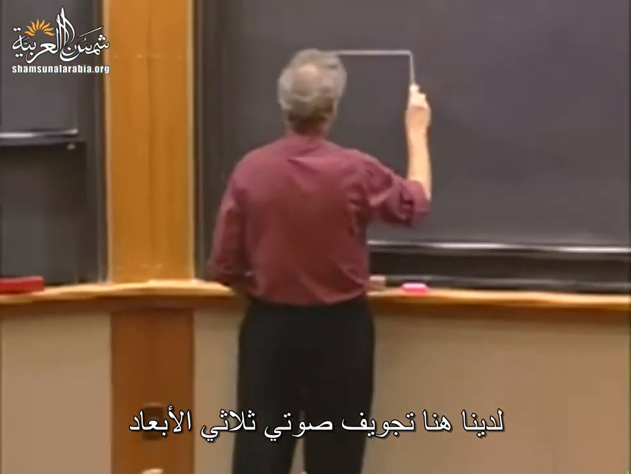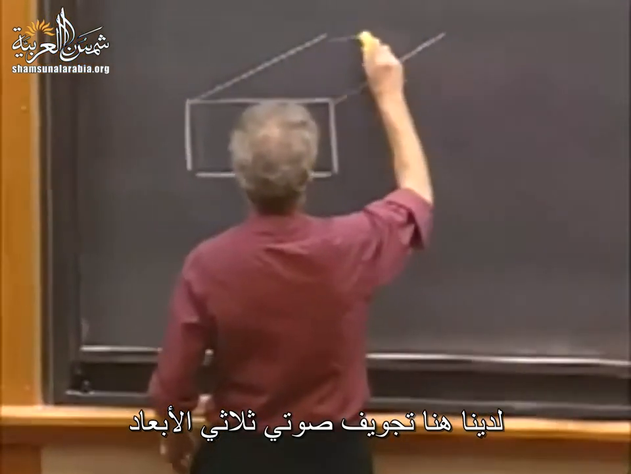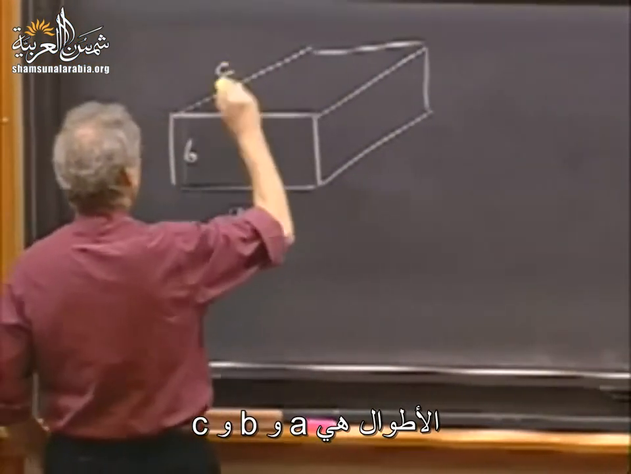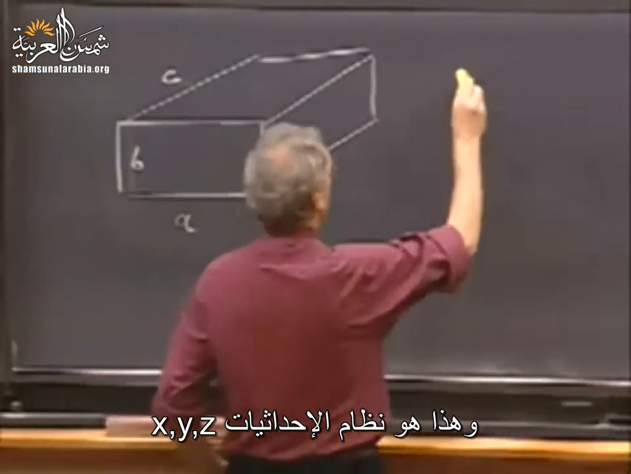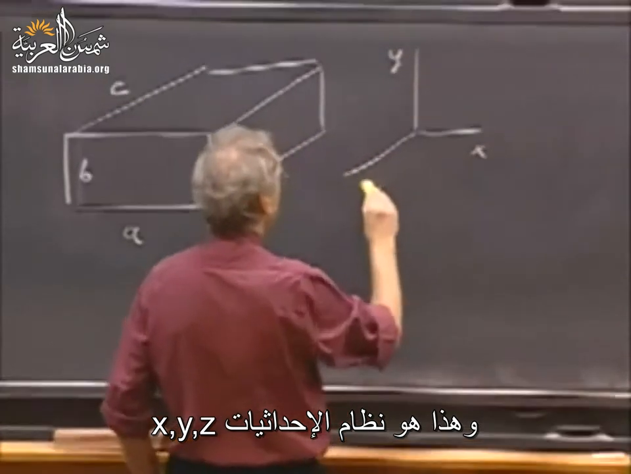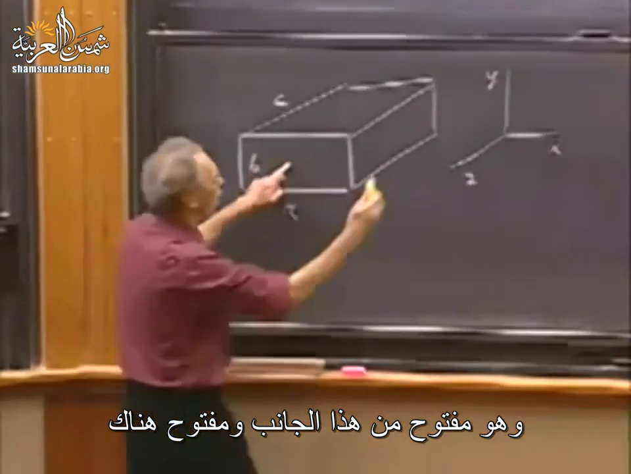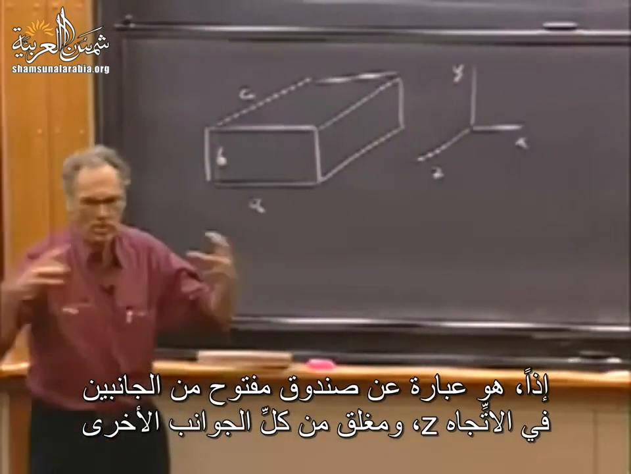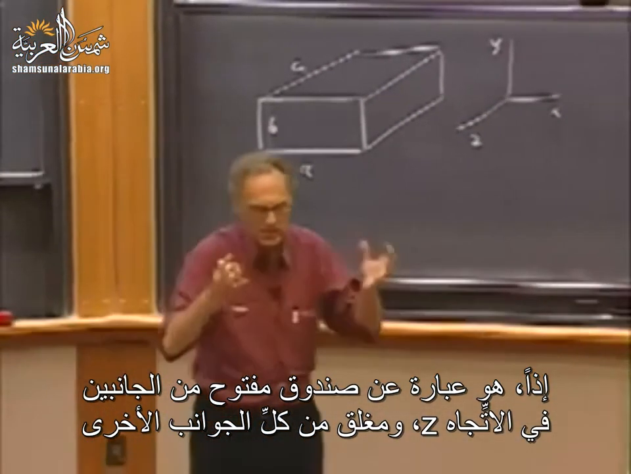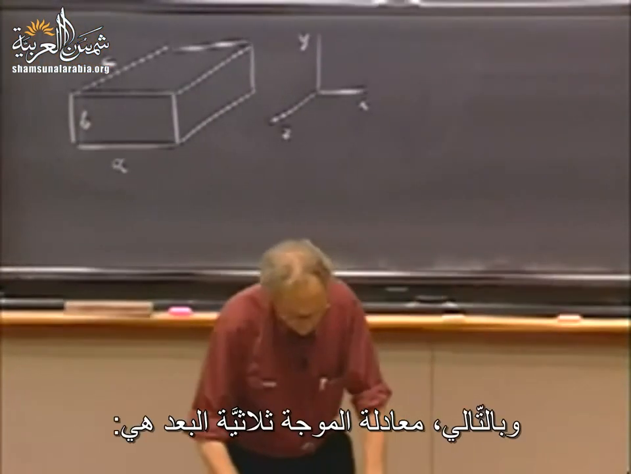Here we have a sound cavity in 3 dimensions. A, B, C are the lengths, and this is our coordinate system, X, Y, Z. And it is open in this direction, and it is open there. So it is a box which is open on both sides in the Z direction. And the rest is all closed.